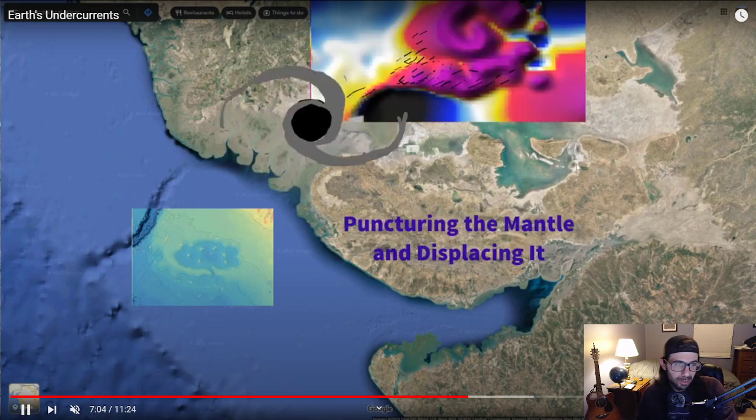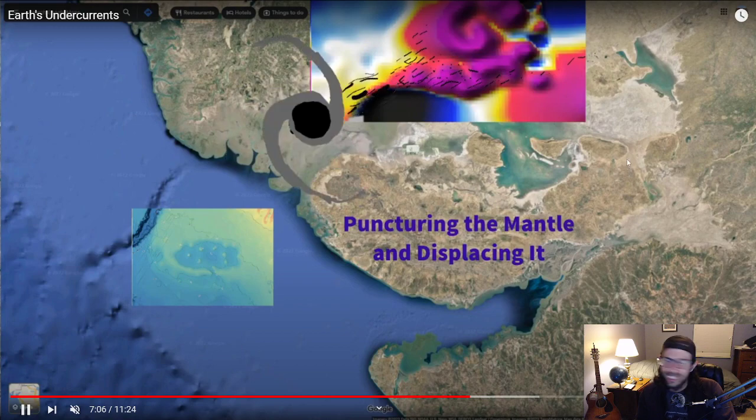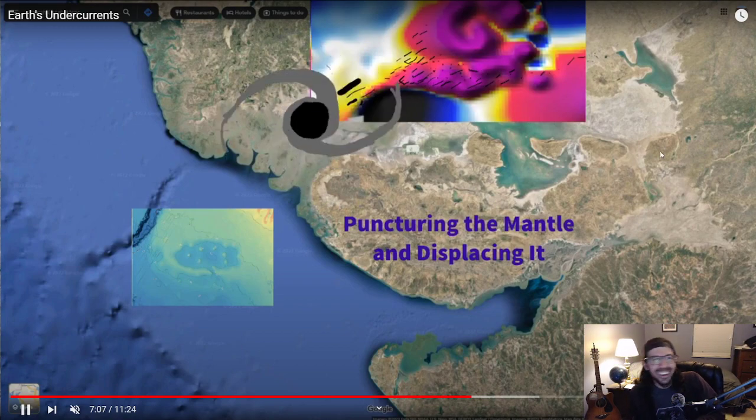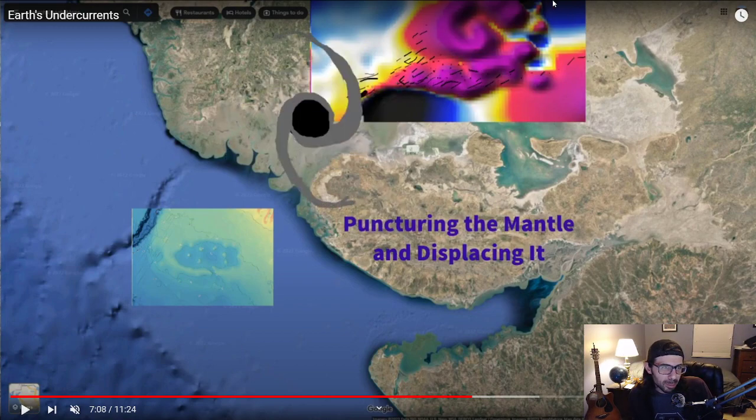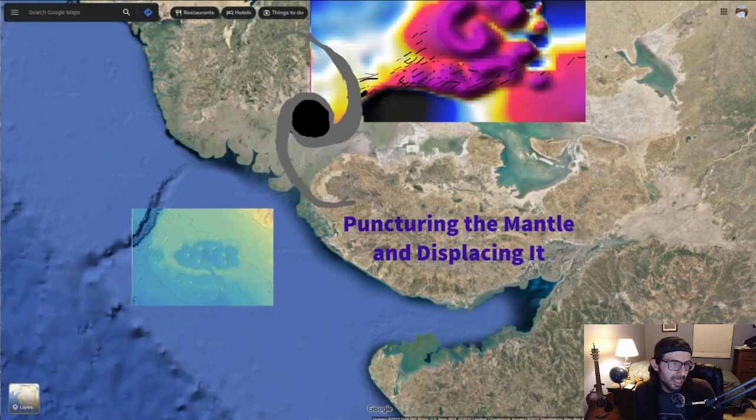Ether through the crust. I'm so proud of this ether through the crust animation. Puncturing the mantle and displacing it. Boom, here's the mantle puncture hole. Remember that? Yeah, that one right there. Here's where it is, right here. Here's that storm. Alright, let's go on.